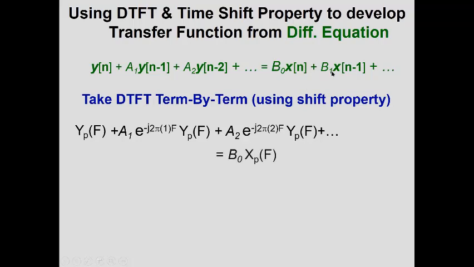Do the same to the x side. b0 x of n is b0 capital X of f. b1 x of n minus 1 is b1 e to the minus j 2 pi f times X of f, and so on, applying the time shift property again.